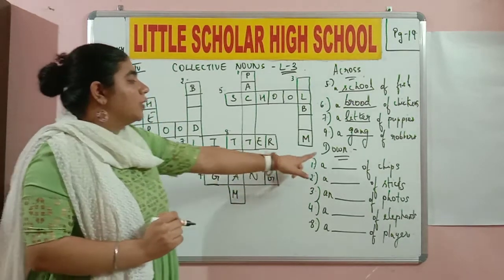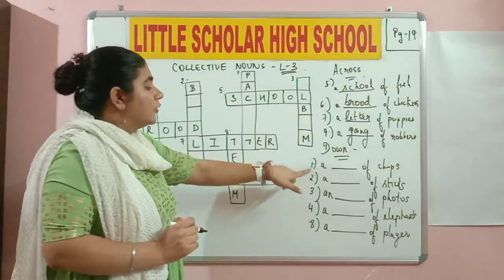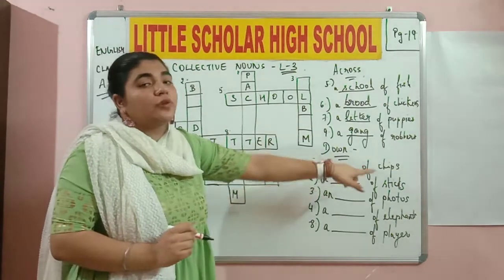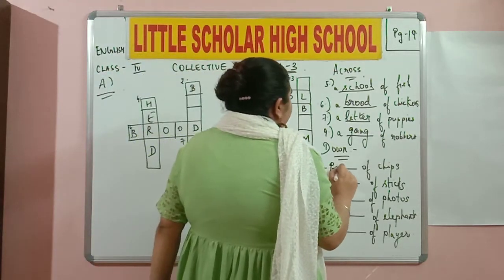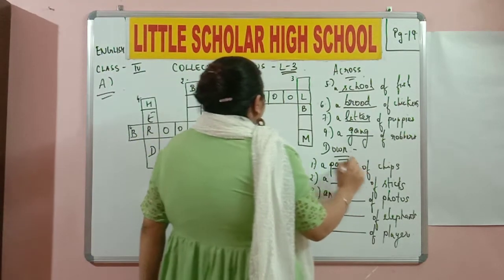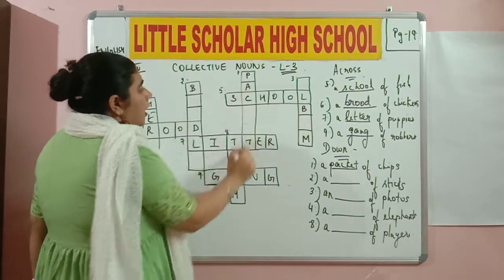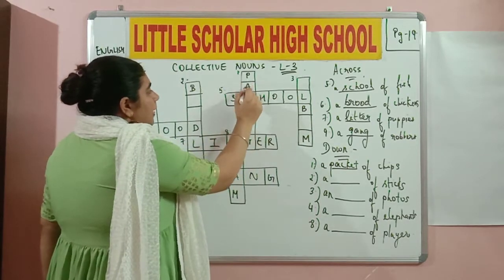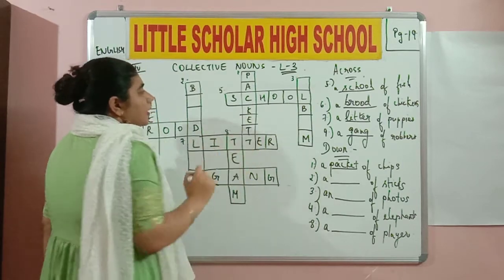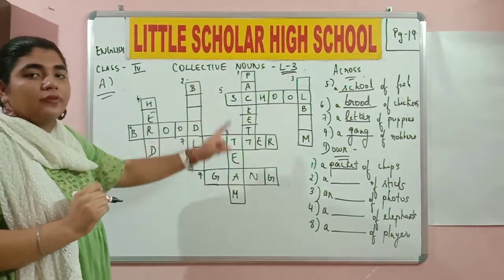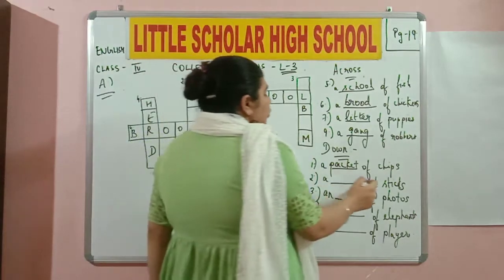Now, look at the down portion. The first one given over here is a dash of chips. This should be really easy for you. It is a packet. PACKET. So down. The first one down over here is PACKET. Can you see that? The first down given over there? Yes. A dash of sticks.